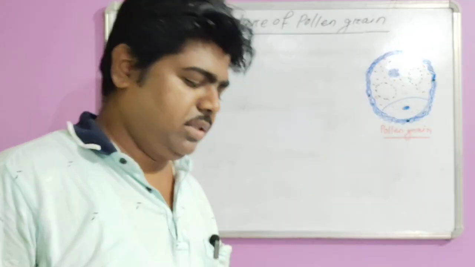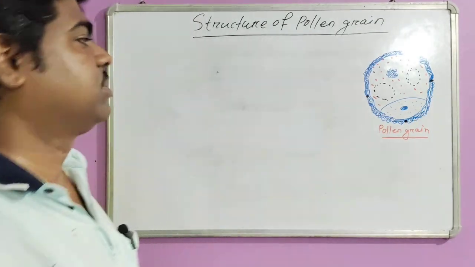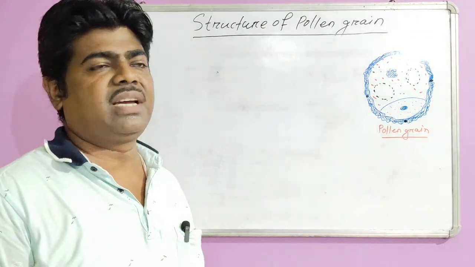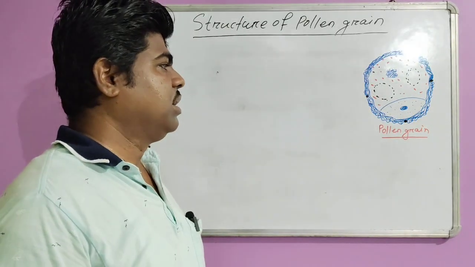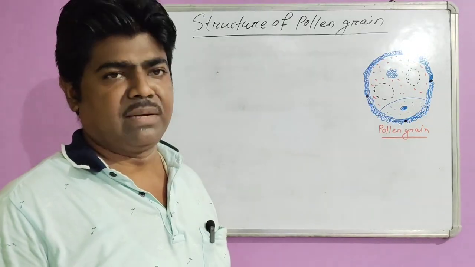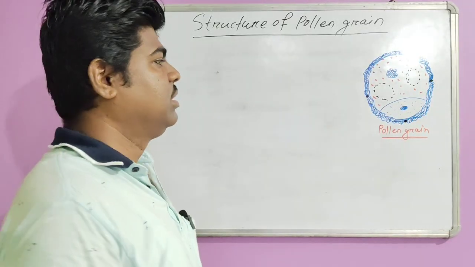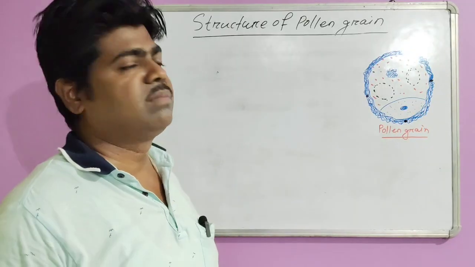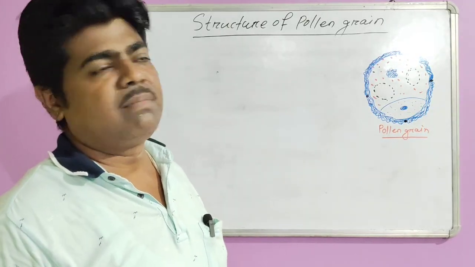Hello friends, in this video lecture I will talk about the structure of pollen grain. The pollen grains are produced inside the anther sac, and a pollen grain is the first cell of male gametophyte because it ultimately produces the male gametes. We know a pollen grain produces two male gametes that help in plant reproduction.